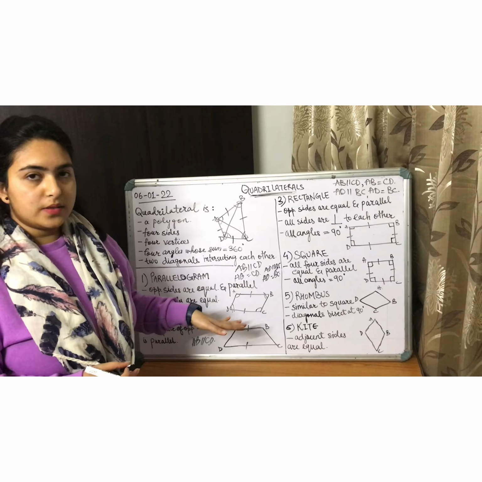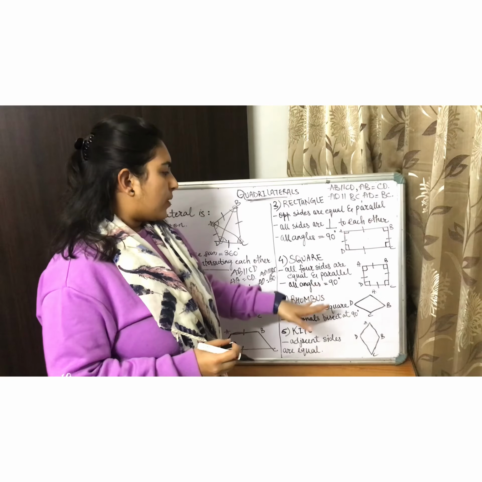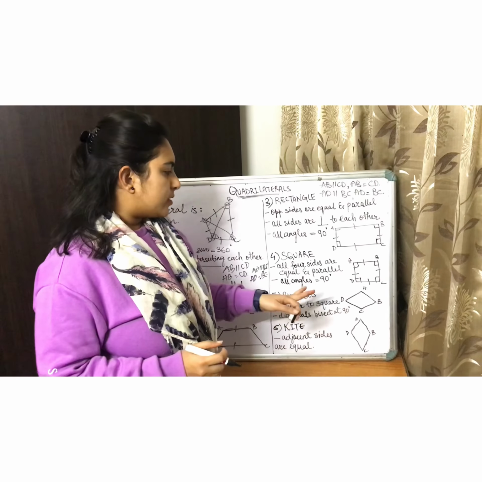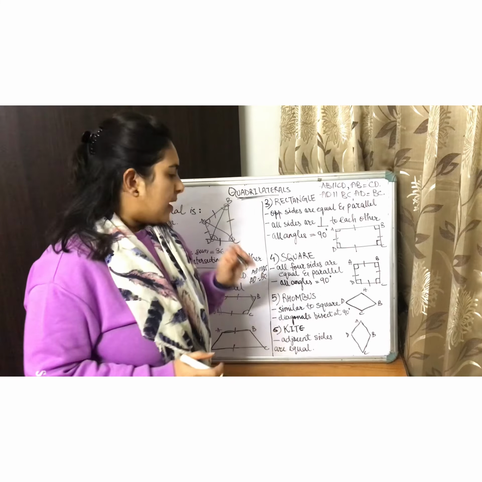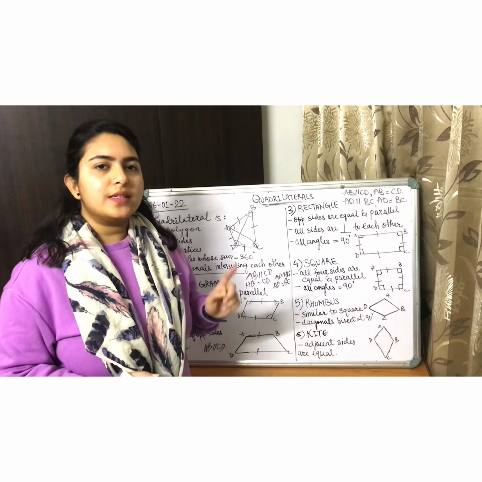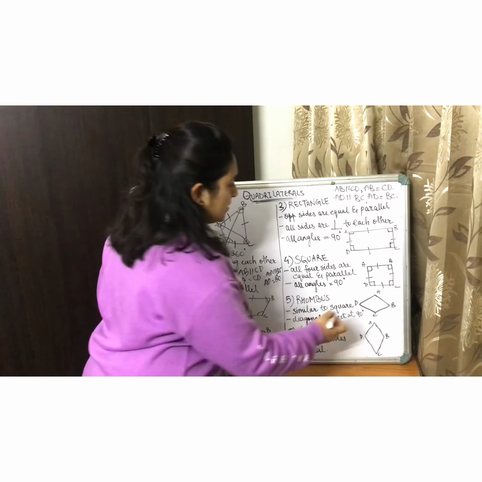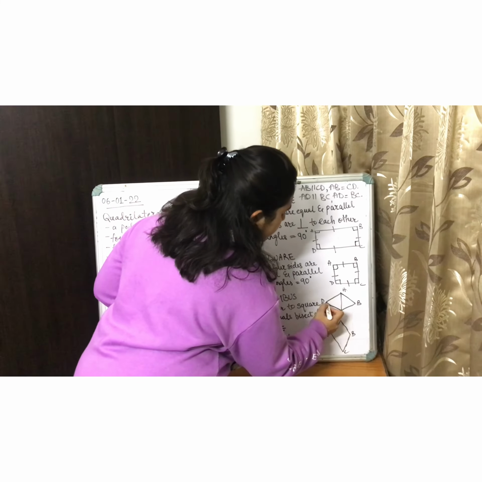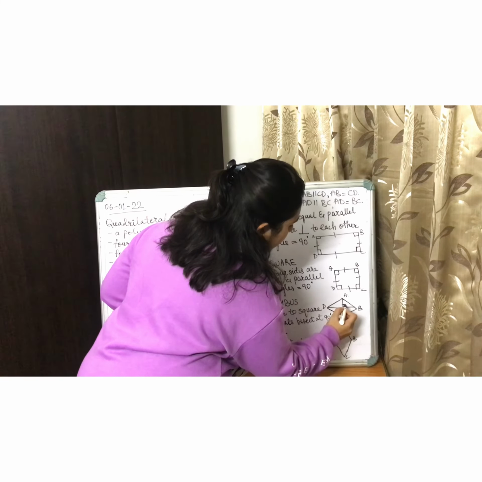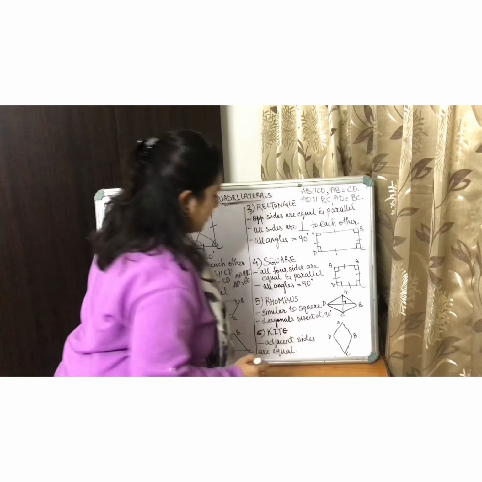Next one is a rhombus. A rhombus is a quadrilateral that is very much similar to a square, that is, all the four sides are equal and parallel, with just one difference, that is, the diagonals of a rhombus will always intersect each other at 90 degrees. That is, the diagonal AC will always be perpendicular to BD, forming a 90 degree angle.